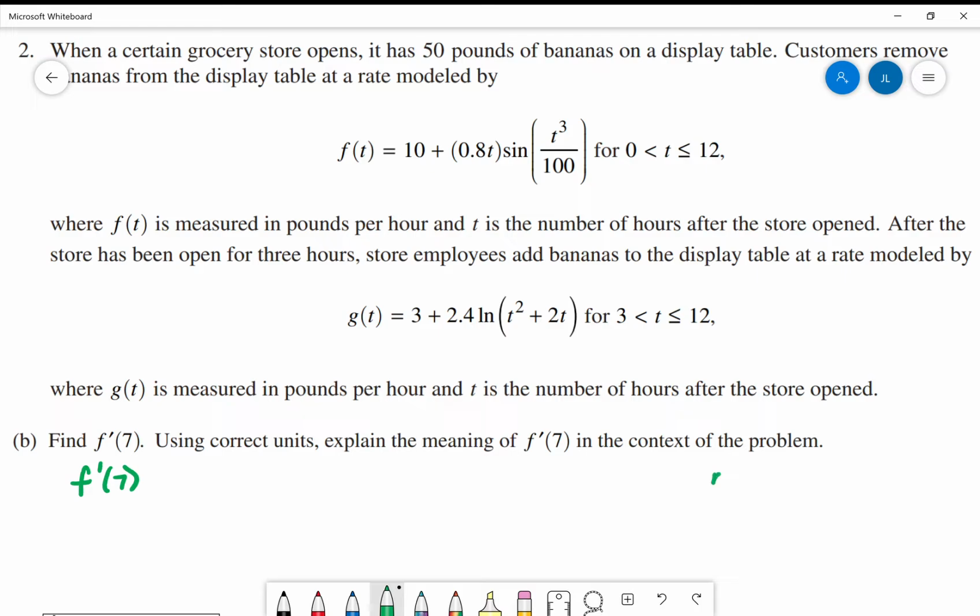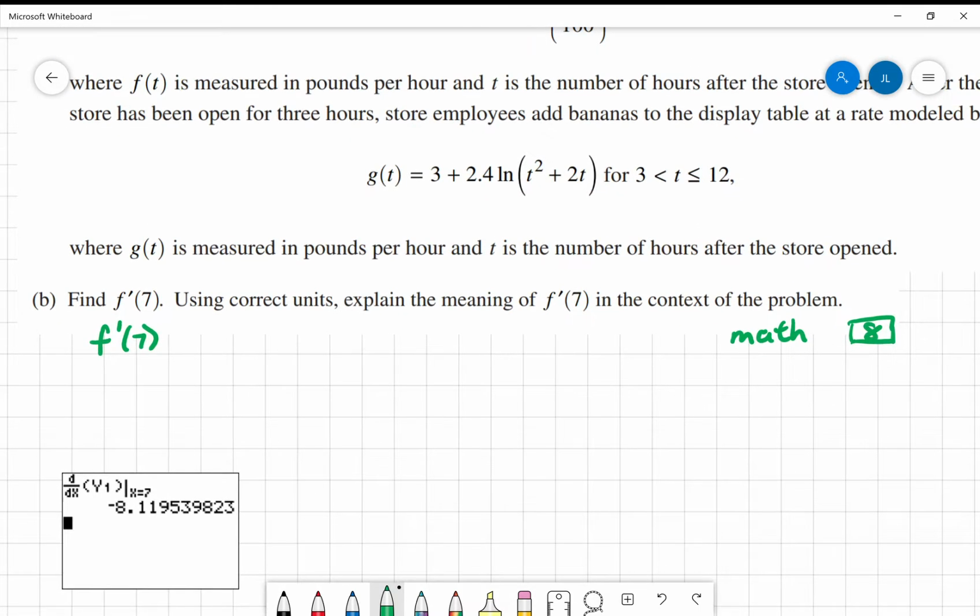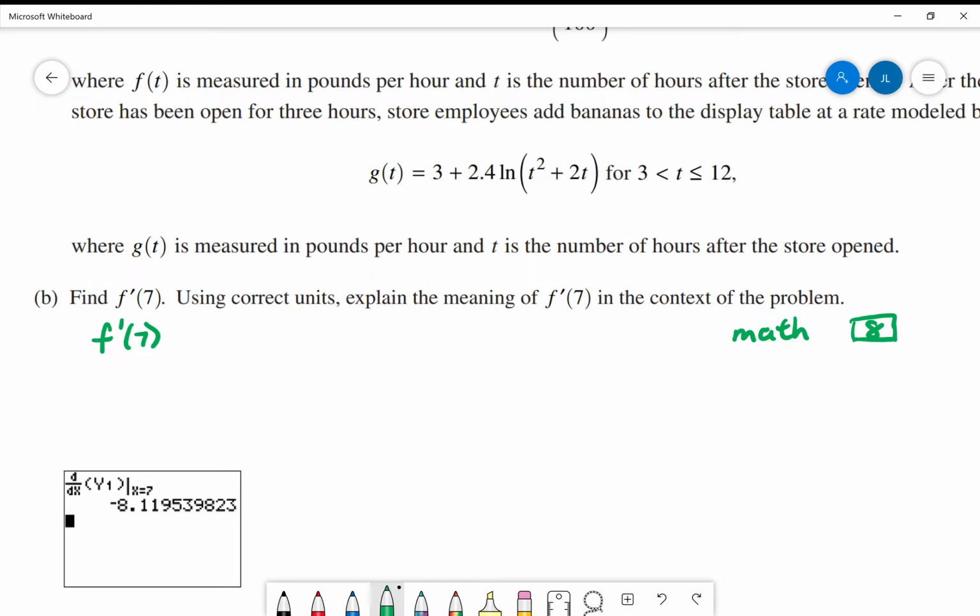If you just go to Math 8 on the TI-84, and I have done so already, the answer here, when you derive f and evaluate it at 7, would be negative 8.119, rounded to 3 decimal places. That's the easy part. Plug and chug into the calculator. Now, using correct units, explain what this actually means in the context of this problem.